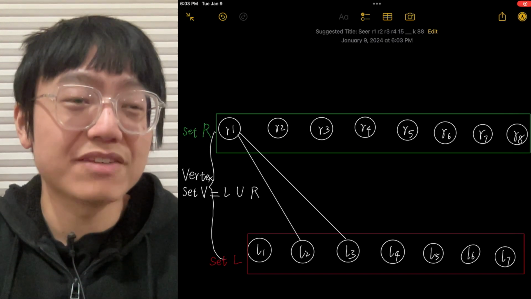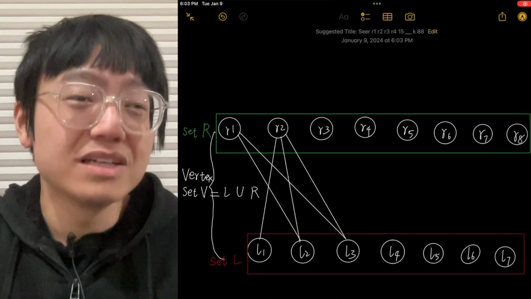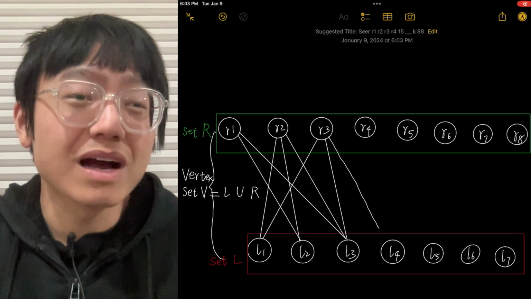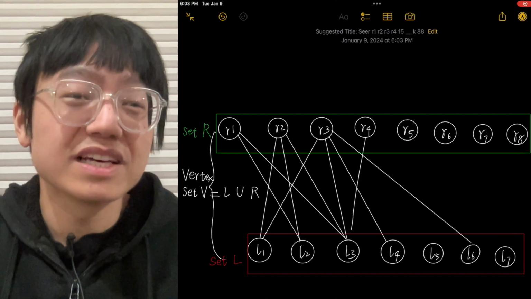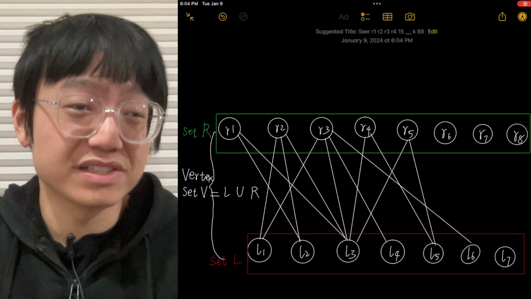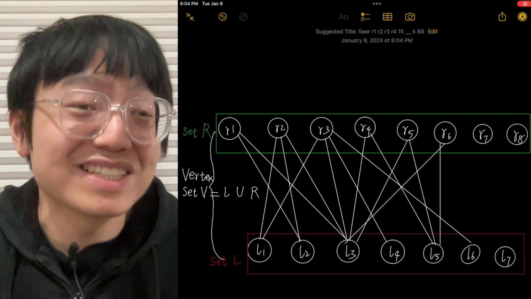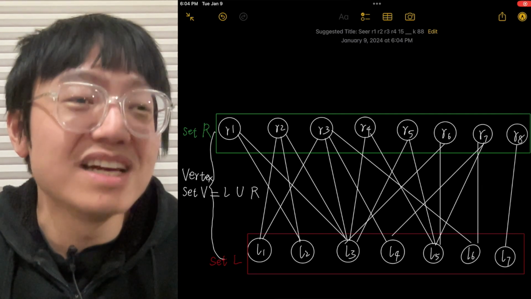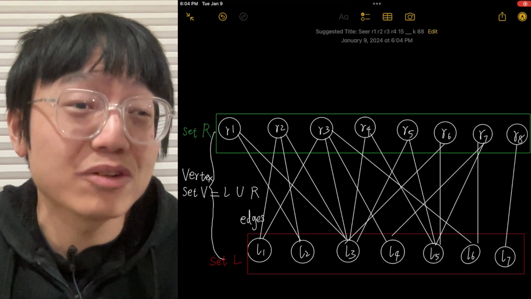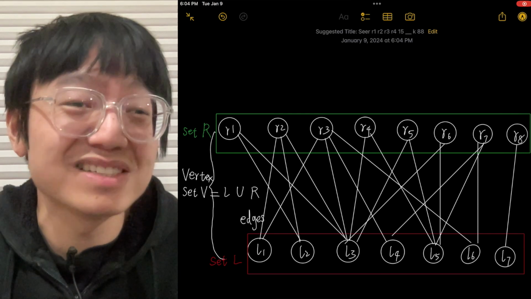L is on the left and R is on the right. The vertices in the set L are only connected to the vertices in the set R and vice versa. The lines connecting the vertices represent edges. They show which vertices in set L are connected to which vertices in set R.